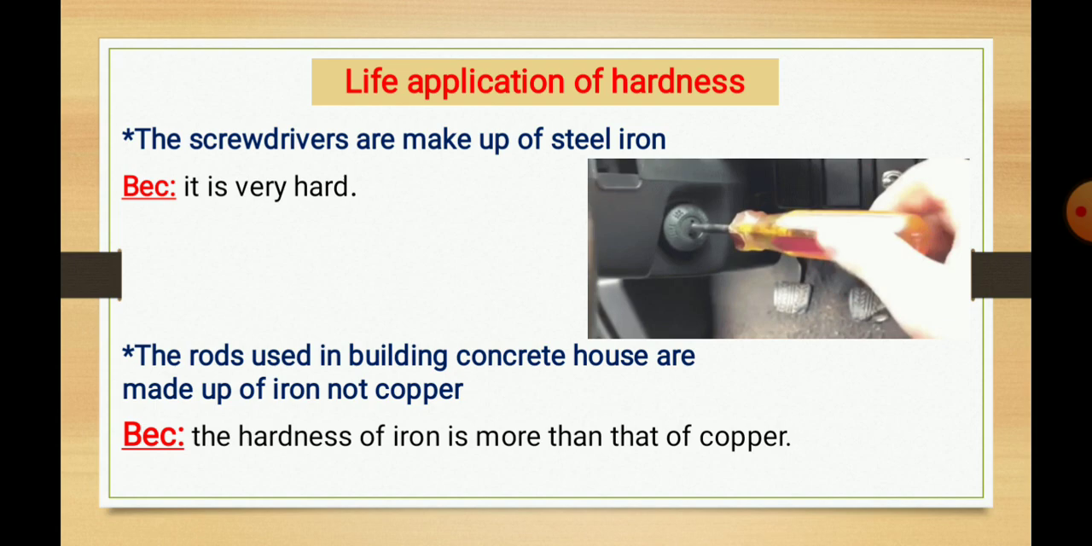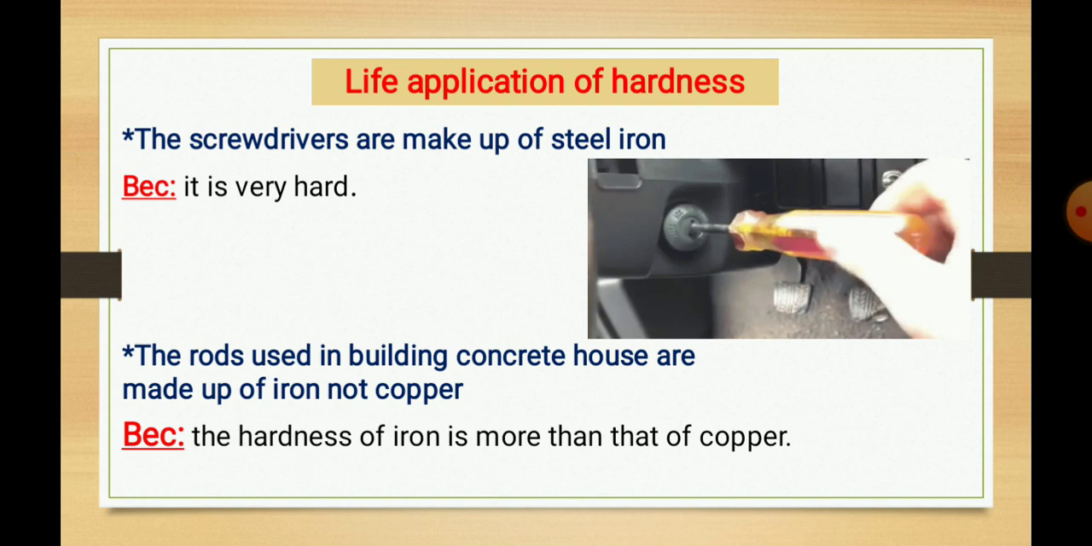Life application of hardness. The screwdrivers are made up of steel iron. Give reason: because it's very hard. Number two, the rods used in building concrete houses are made up of iron and not copper, because the hardness of iron is more than that of copper.